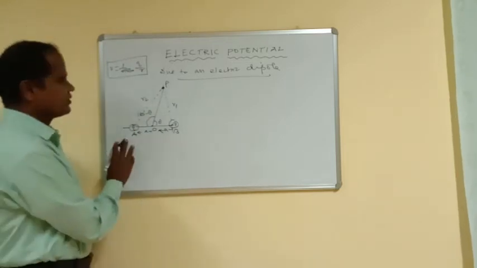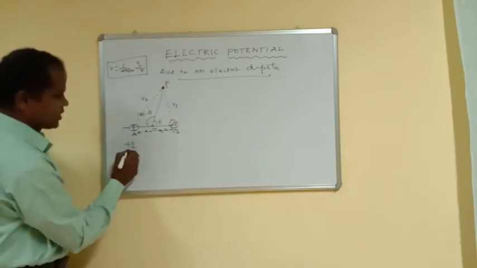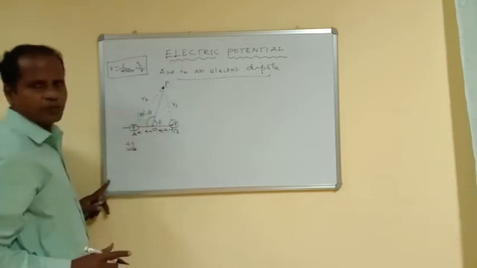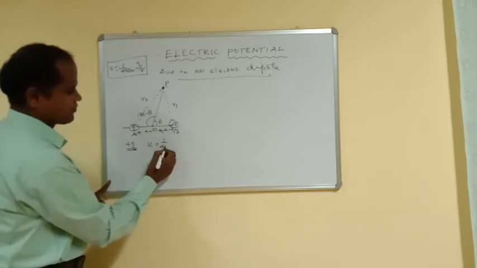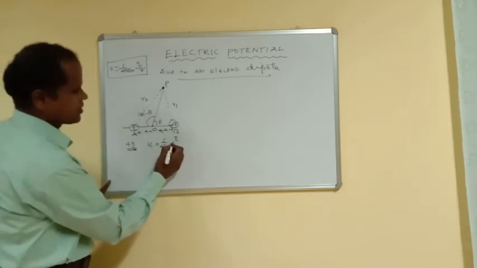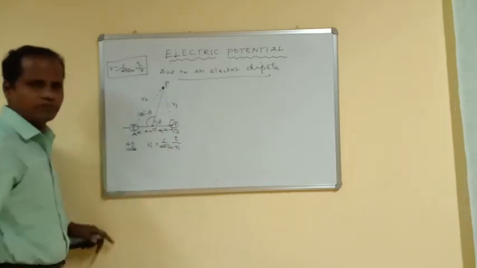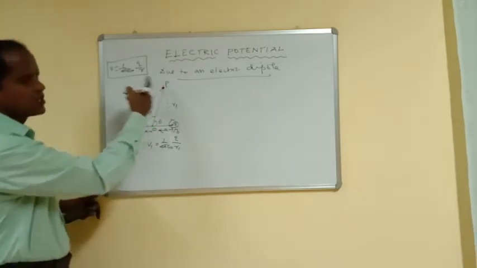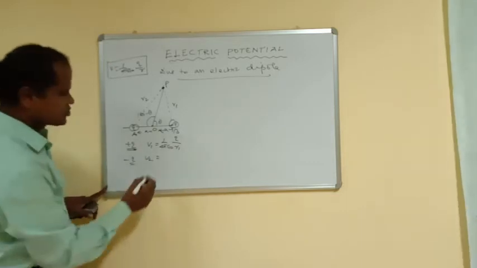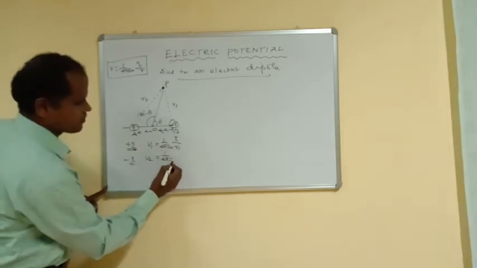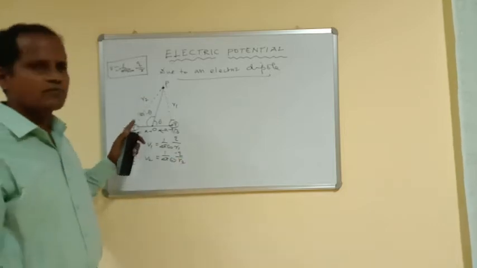Now we can see the electric potential at P due to plus q alone. Take this as V1. V1 is equal to 1 by 4 pi epsilon 0 q by the distance R1, so in place of r we put R1. Similarly, what's the electric potential at P due to minus q? We take this as V2. V2 is equal to 1 by 4 pi epsilon 0 q by R2, but with a minus because this is minus q.